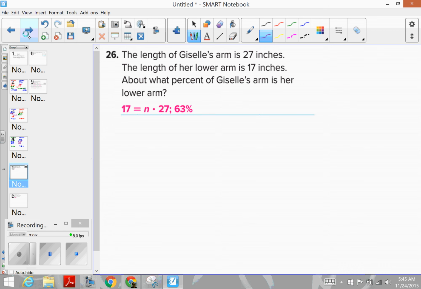All right. So it says the length of Giselle's arm is 27 inches. The length of her lower arm is 17 inches. About what percent of Giselle's arm is her lower arm? So if you just think about this, she has her whole arm, and if you just imagine this is her whole arm, and then there's a certain part that's just her lower arm. So the lower arm is the part.